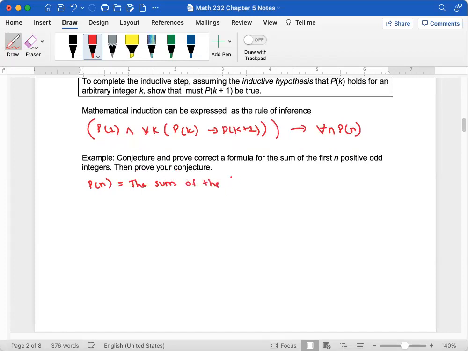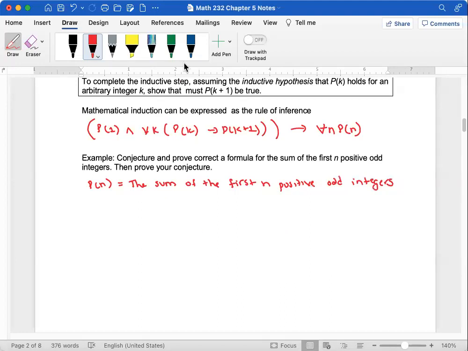the first n positive odd integers. All right, there we go, P of n.